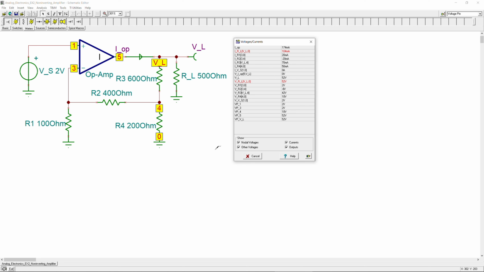Alright guys, this is for our second example about the non-inverting amplifier using some more complex circuit than the previous example, example number 1. Of course, we will move on with other examples to illustrate the concept of op-amp circuits, so stay tuned.